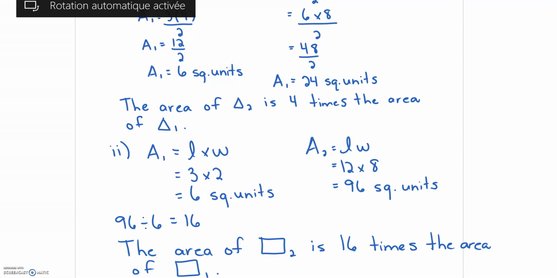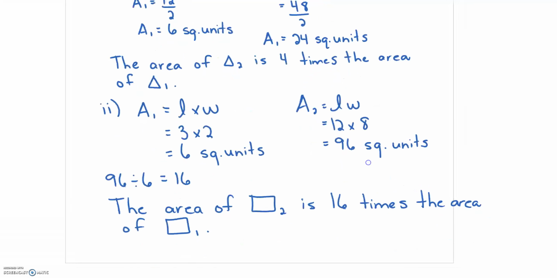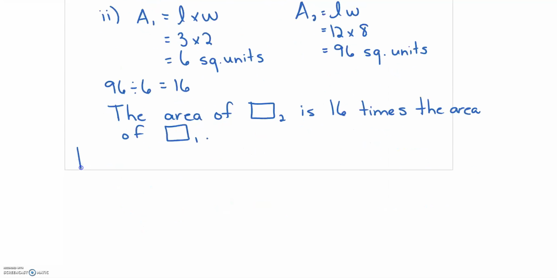Okay, so just to go over the concluding sentence for the last question, it was to find the relationship between the area of the rectangles and to find the relationship between the areas of the triangles. And we found out that in the first scenario, it was 4 times the area. In the second scenario, it was 16 times the area. I did forget to put question B. Question B is asking you what the scale factor is.